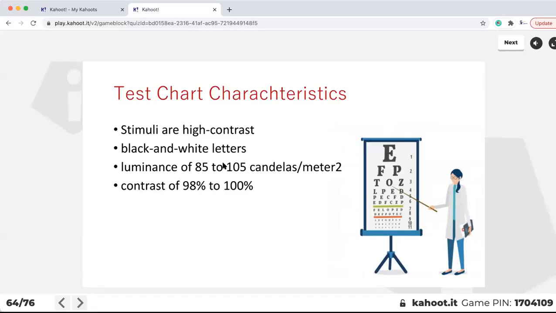The luminance should be 85 to 100 candelas per meter square. This is the standard illumination of the test chart. So again, the test chart luminance should be greater than 80, as the question is saying, because it is typically 85 to 105 candelas per meter square with a contrast of 98% to 100%. So I guess that this is clear now.